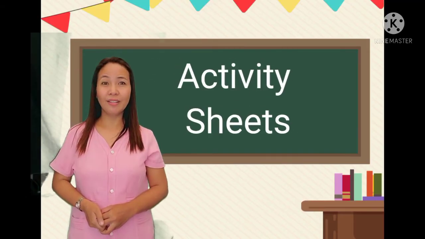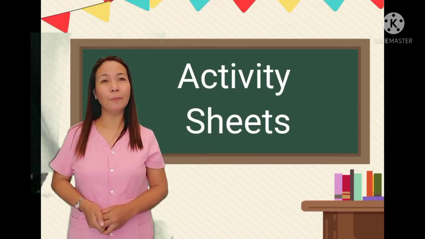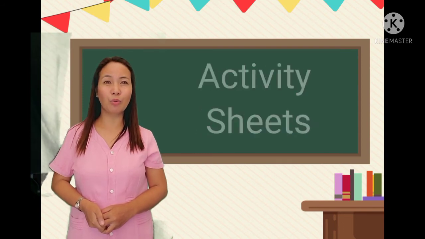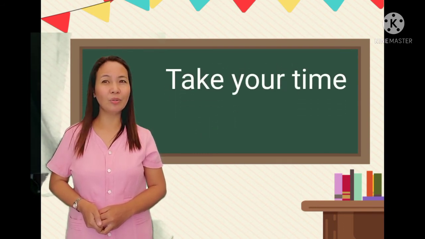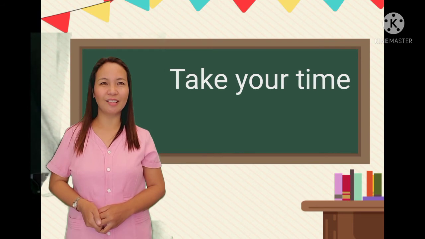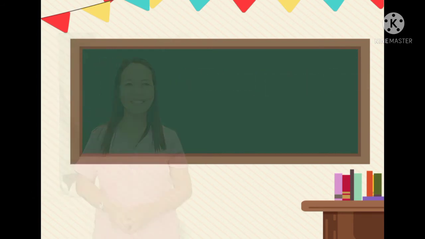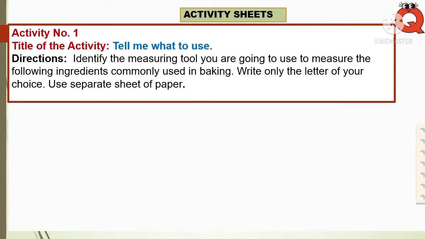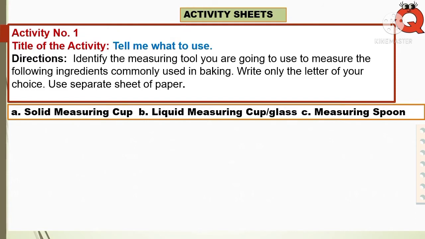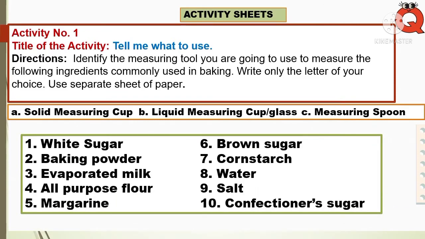You are now ready in answering your activity sheets. I have prepared 3 activity sheets for you to work on. You can pause this video and take your time in answering these activities. For activity number 1, the title of the activity is Tell Me What to Use. You are going to identify the measuring tool you are going to use to measure the following ingredients commonly used in baking. Write only the letter of your choice. Use a separate sheet of paper.